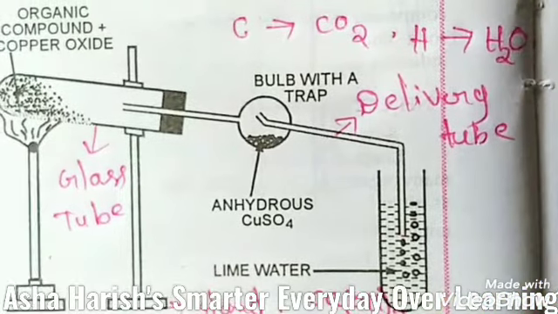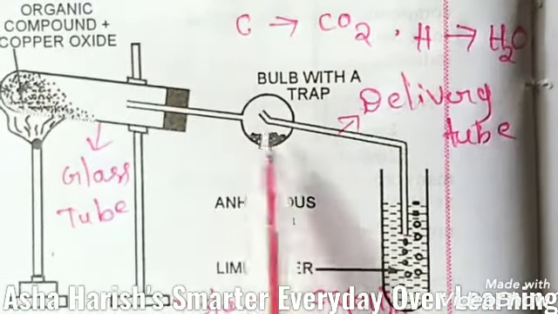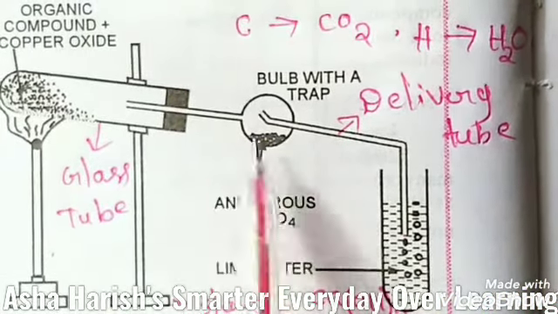Carbon is oxidized to CO2, and students, this turns lime water, this is the lime water inside the test tube, here in another test tube, milky. And hydrogen is oxidized into water, just like H is oxidized into H2O, which turns anhydrous copper sulfate blue. Here the white copper sulfate you have taken in this bulb with a trap of delivery tube, and this turns into blue colored copper sulfate.